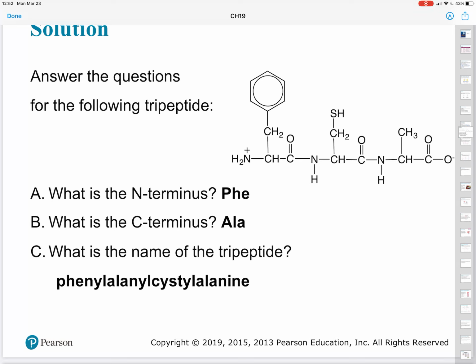Phenylalanine, alanine, and yeah, I got it. Alanine was over here. Phenylalanine here. Phenylalanyl cystyl alanine. Yikes, that's a tongue twister.